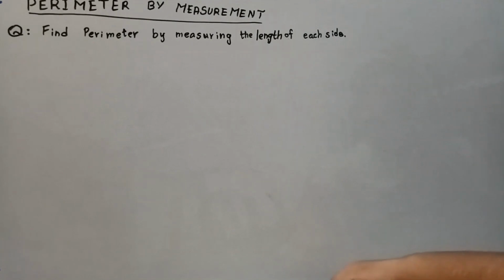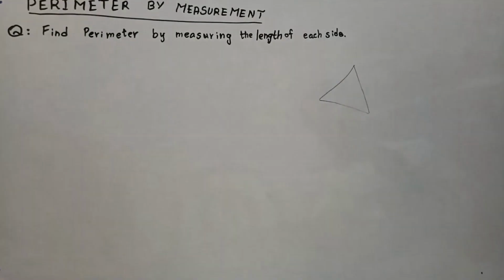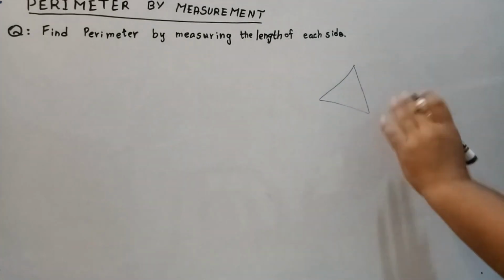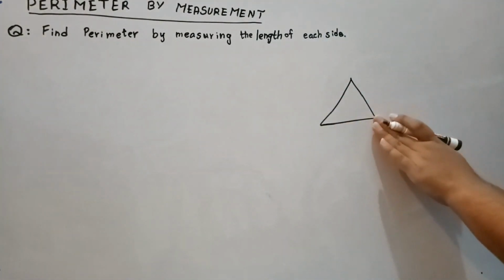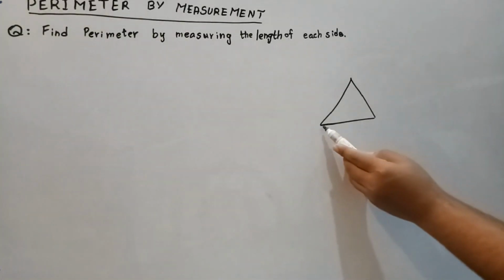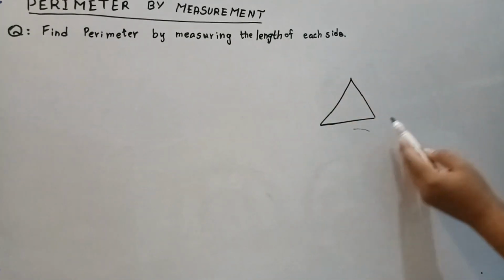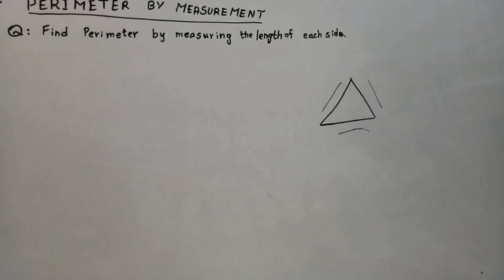Let's say here we have a shape. Let's say here we have a triangle. Let me draw it with another marker. You can see here we have a triangle, and how to find the perimeter of this is simple. We have to measure all the three sides: this is one, two, and three. Then we add the lengths of the three sides, and we will get our perimeter.